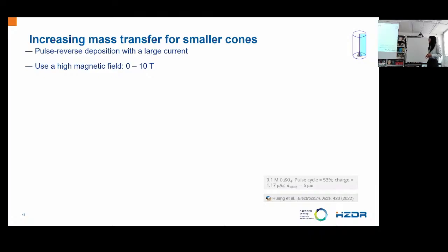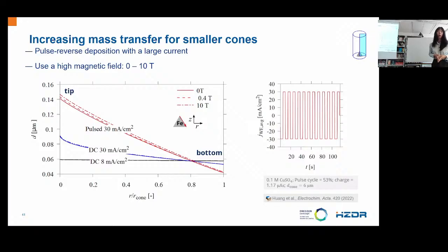And the next step, I try to enhance this beneficial flow at smaller scales. I tried different electric and magnetic fields and plot the deposit thickness along the cone for different situations. So these different colors represent different electric fields, and we see that the largest structure is obtained by the red color. That's a pulse reverse deposition with high currents. On top of that, applying a magnetic field could further enhance this structuring of the cone.